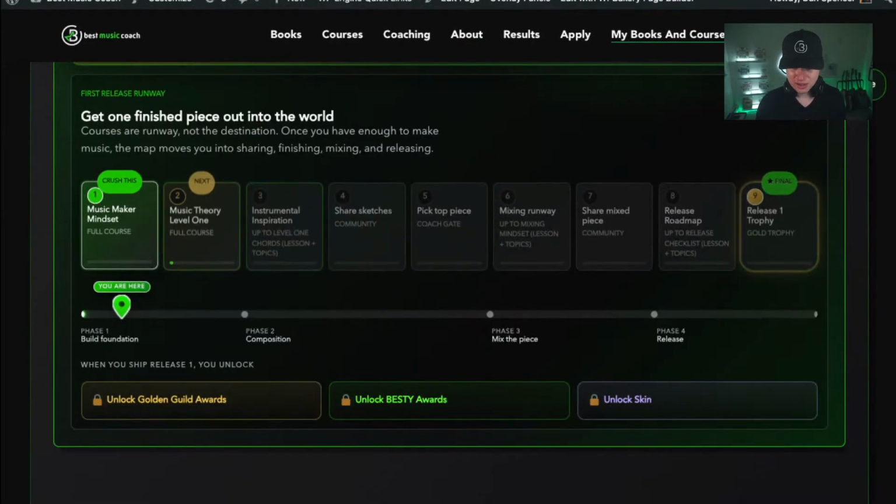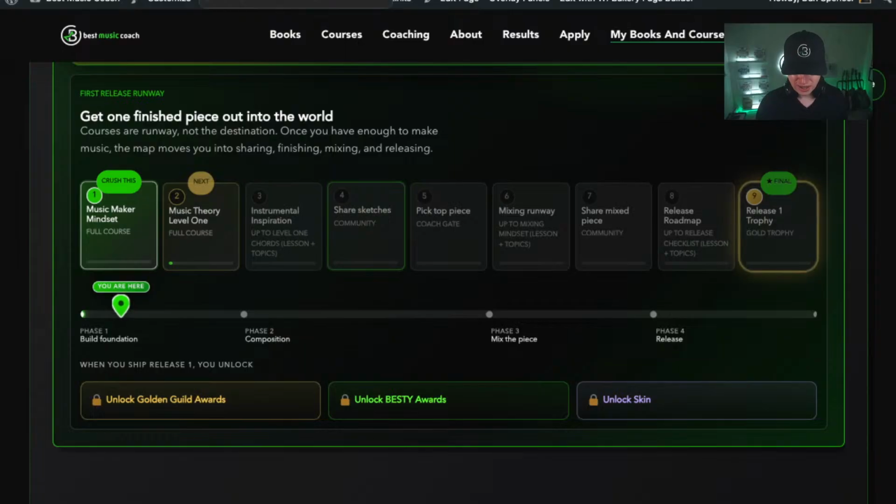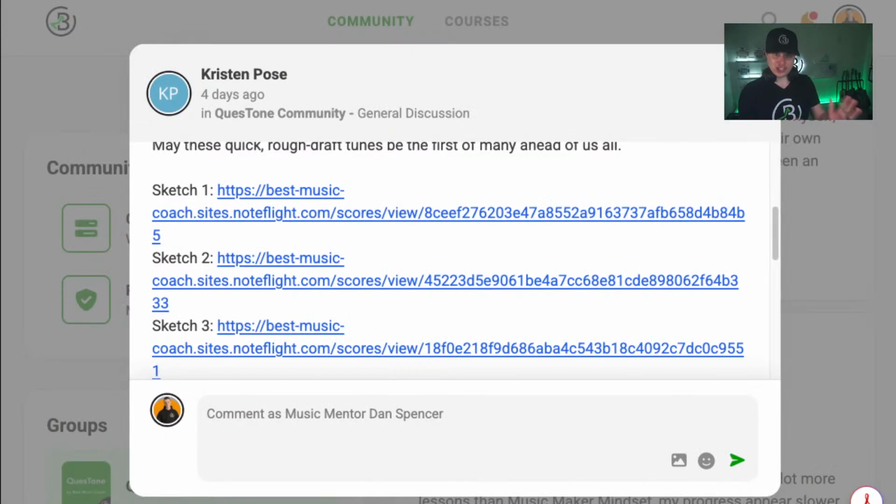Kristen finished level 1. She did a little bit of instrumental inspiration. Now she's right here in step number 4. She is sharing the courses. She's not Sharon, she's Kristen, but she's sharing the course. Okay, great. All right, let's check out sketches number 1, 2, 3, and 4 for some feedback. Here we go.